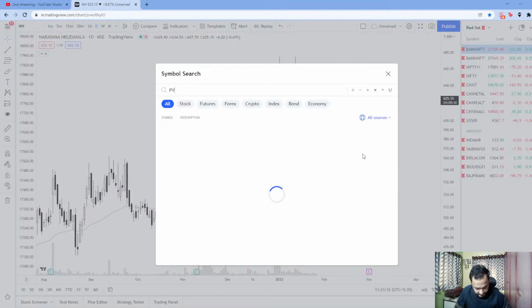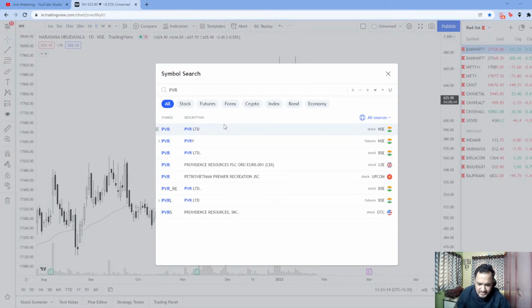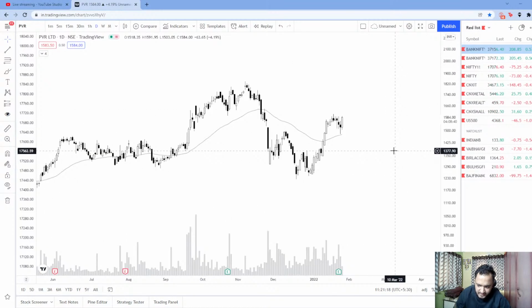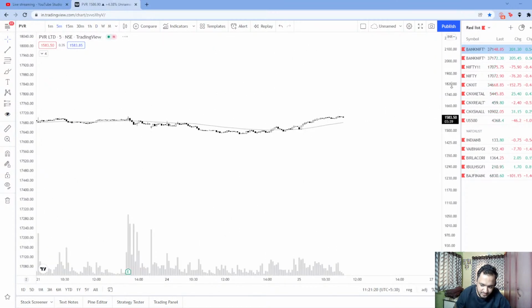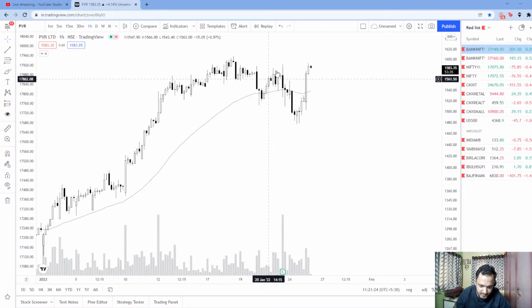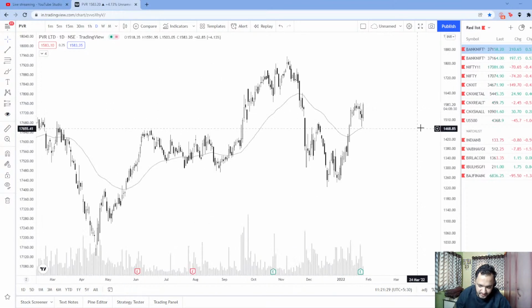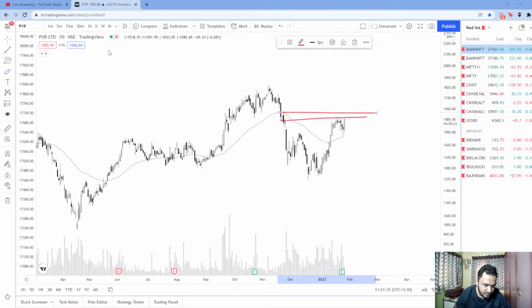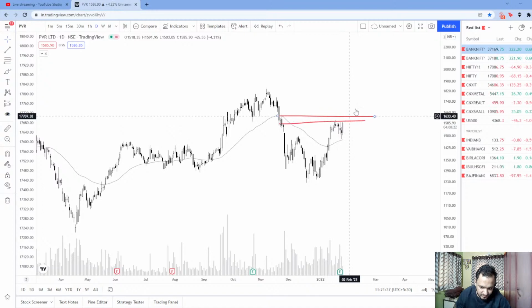What about PVR? All right. PVR was not falling at all. But where would we take a long here? It's going up like this. There is no point chasing these. It's at this supply right now. Probably it will take it out, judging by the way it's moving right now. But I wouldn't want to take a long here.